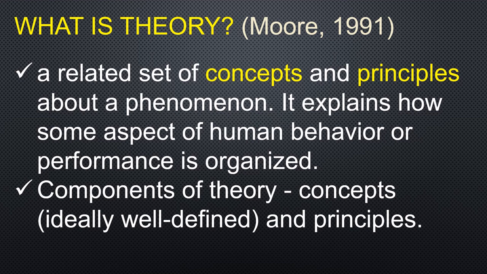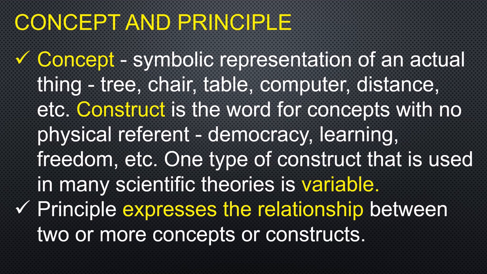And what are the components of theory? It could be composed of concepts. These are ideally well-defined things or principles. So when you combine those, as long as you're trying to explain the causes and effect of something, the interrelationship or correlation of something, then you are now having what you call a theory. So the concept and principle.